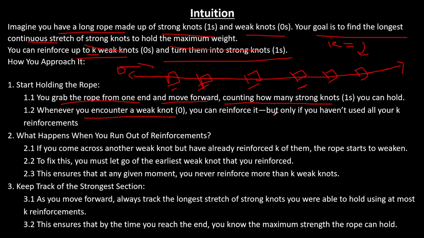Now you move ahead after converting it, right? But before doing the conversion, we have to think whether we have used all of the weak knots which we can reinforce k times, or whether we are left with a few of them. If we have used every one of them, we cannot convert it to a strong knot. Now, assume we had two weak knots, and the second knot was also weak, so you converted this also. Now you have zero weak knots left with you. Fine.